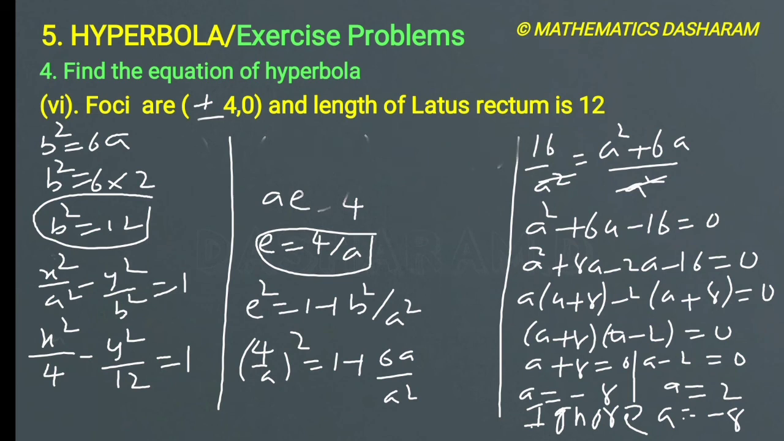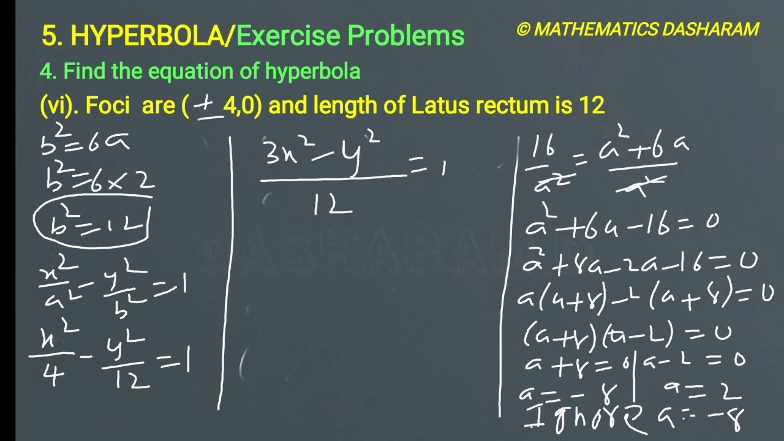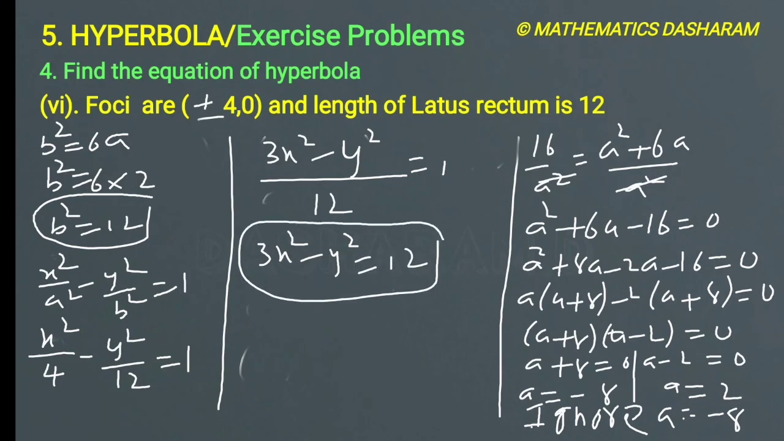Now let's take the LCM of 4 comma 12. So that is 12. 12 in 4 table 3 is 3 into x square minus y square equals to 1. So 3x square minus y square equals to 12 is our required answer.